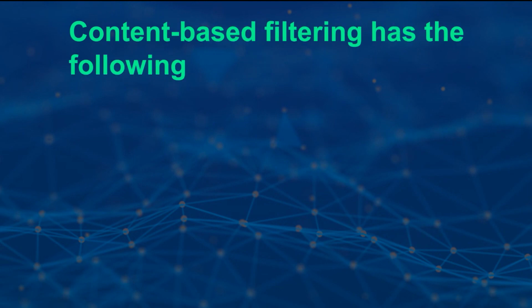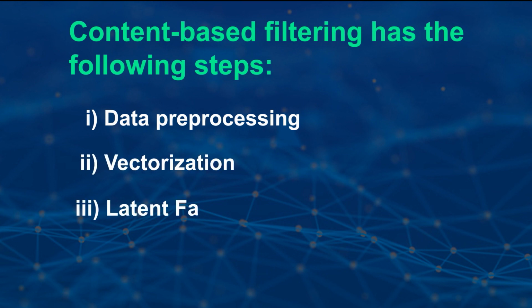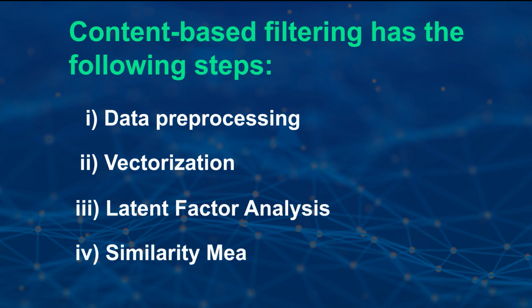Content-based filtering has the following steps. 1. Data pre-processing. 2. Vectorization. 3. Latent vector analysis. 4. Similarity measurement. The goal of vectorization is to obtain numerical feature vectors from the documents. It produces a document term matrix containing scores of terms for each document.